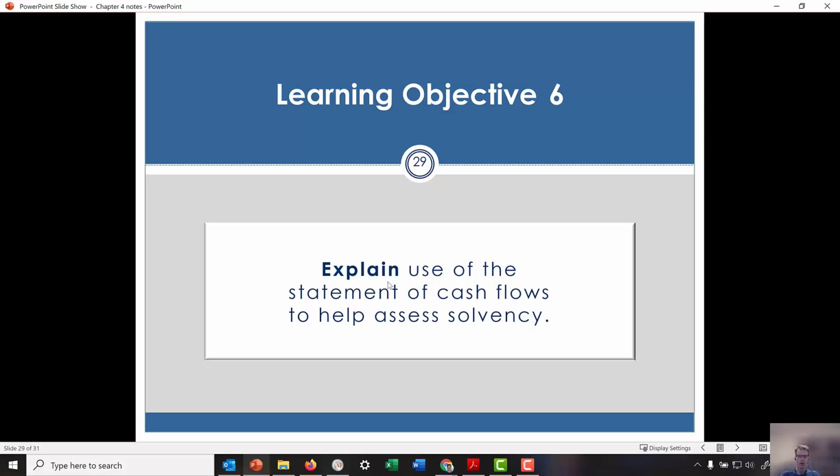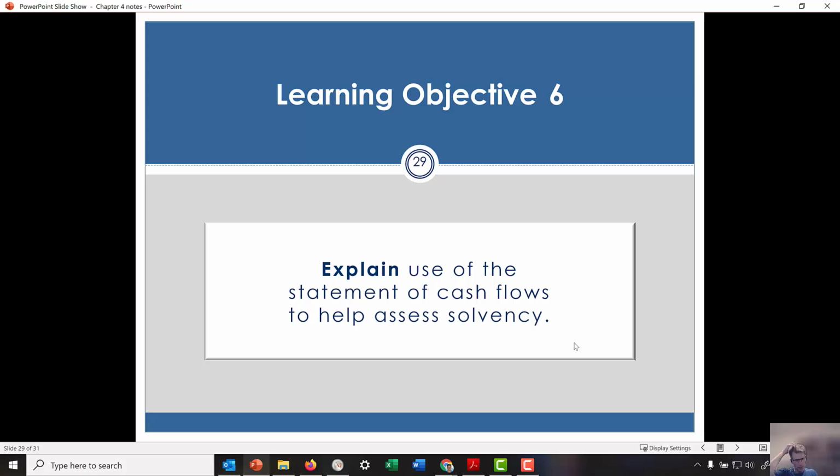And finally, last thing we'll look at for some analysis is the statement of cash flows. We've just looked at the statement of cash flows superficially up to this point. We'll dive into it in a lot more detail. I think it's the first chapter we look at after the second exam.